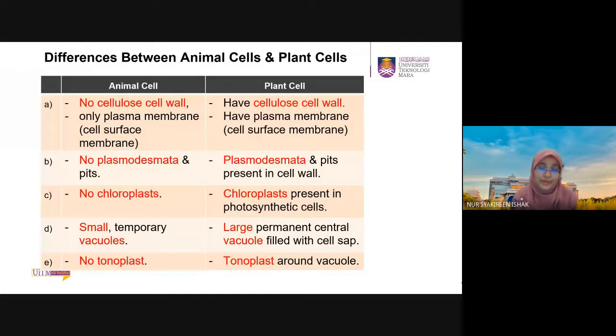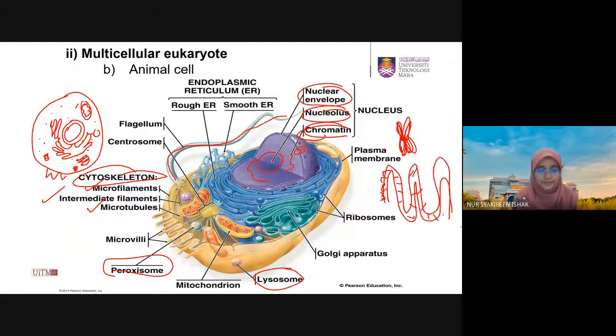Kalau macam contohnya pigment, kan, pigment within or nampak warna strawberry, for example warna merah, or nampak warna buah dragon fruit, for example warna merah, kan. So all those pigments, okay, they can be stored in the vacuole. Okay, they can be stored in the vacuole.